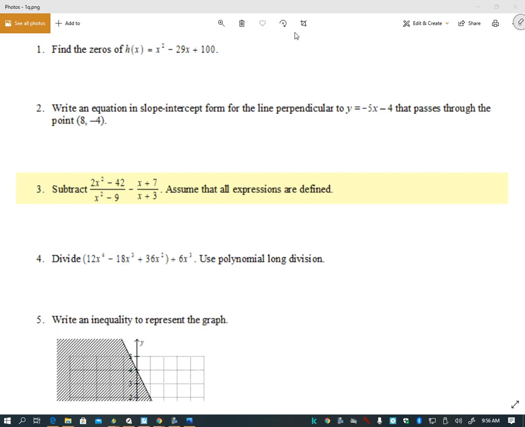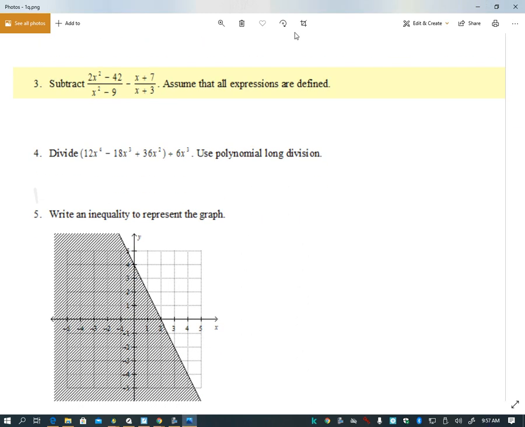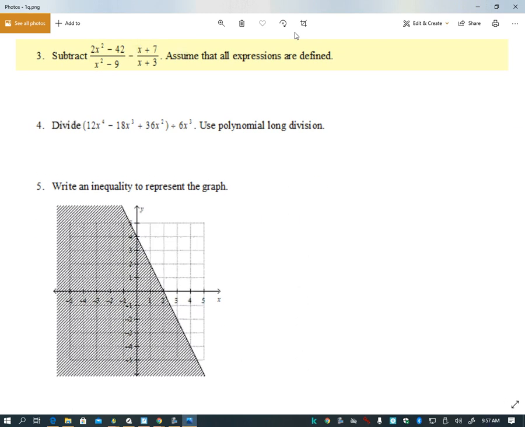All right, number 3. We've got two fractions. We're trying to subtract them. What do I have to have in order to subtract fractions? Let's come back to my back table. Same denominator. All right? So one has a denominator of x plus 3. The other one has a denominator of x squared minus 9. Can I do anything with either of those denominators? Factor out x squared minus 9.